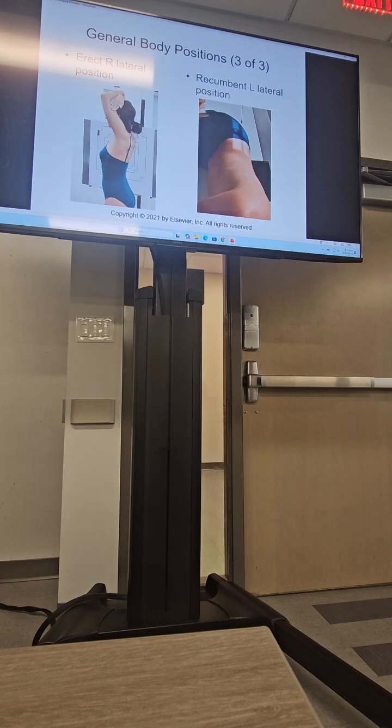One more term here, as you see, recumbent. What does recumbent mean? On the side. It's lying down in any position. Erect versus recumbent. Erect means the patient is standing up, upright. Recumbent means lying down in any position. It can be prone, supine, or oblique, but recumbent in general means the patient is laying on the table.